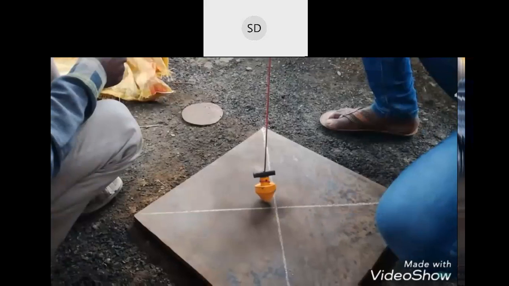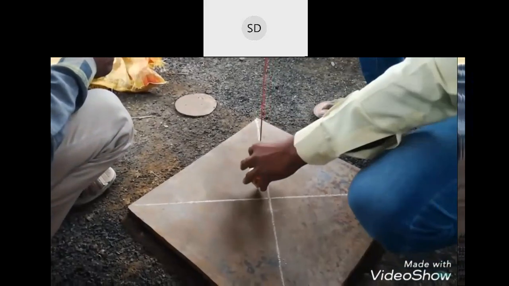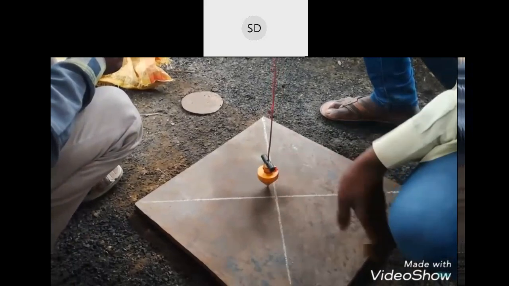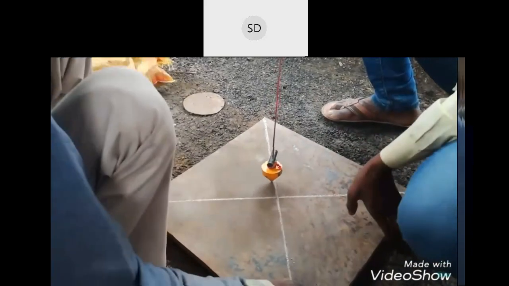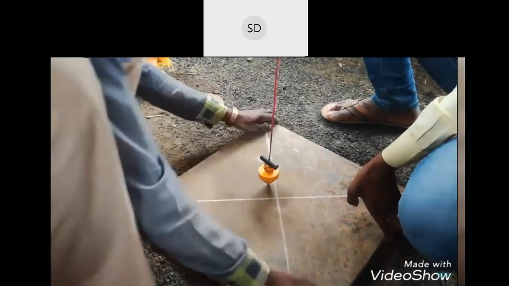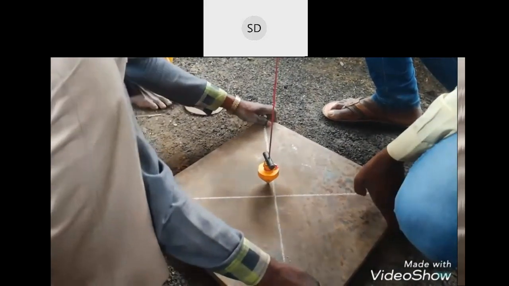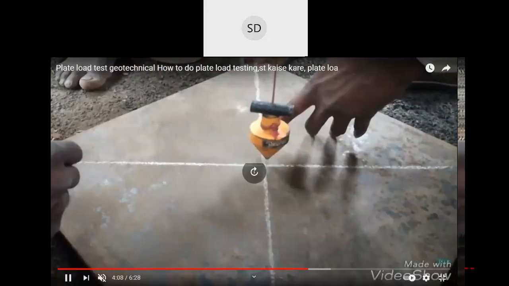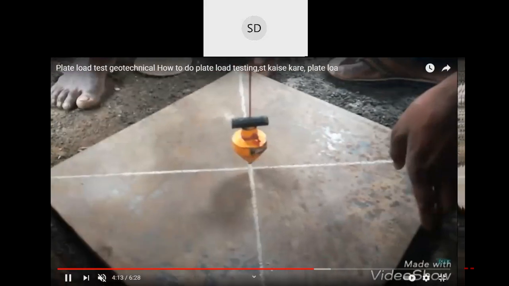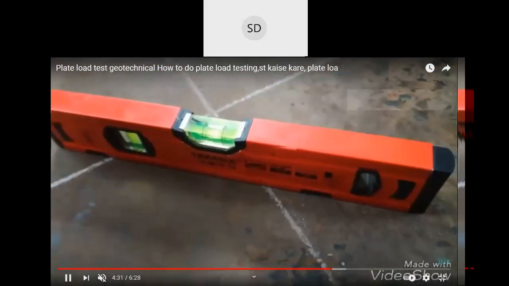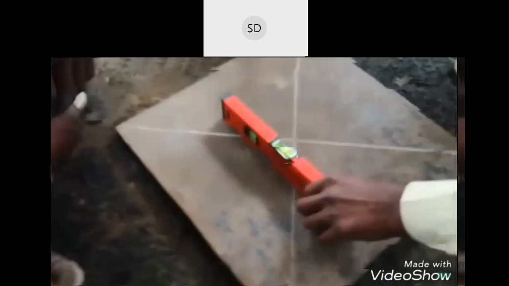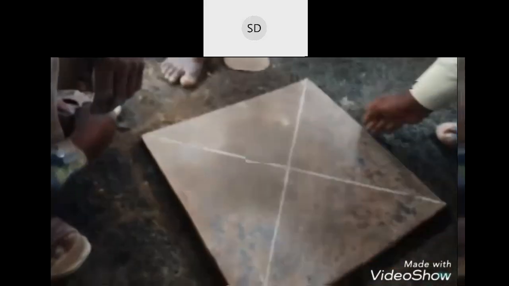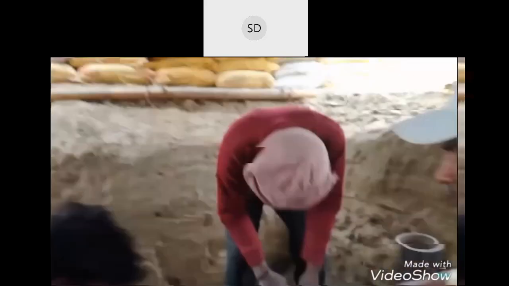Generally for the test, a round plate is used. But in this case they are using a rectangular plate, so some of the calculations would be different. This is to check whether that is in a perfectly horizontal position or not. After that, the loading frame would be placed over that center line.